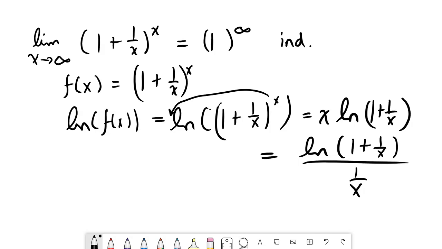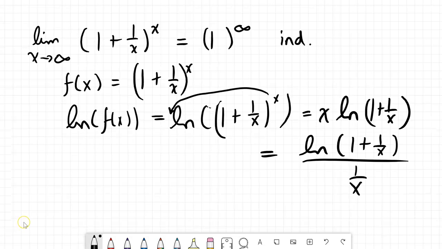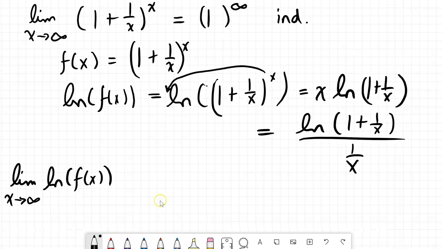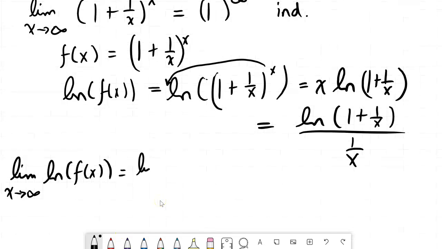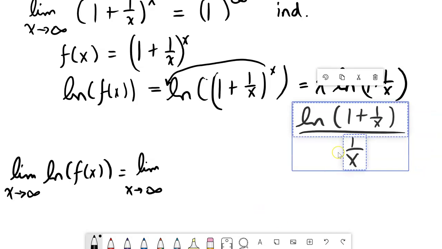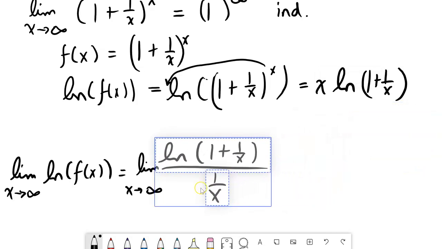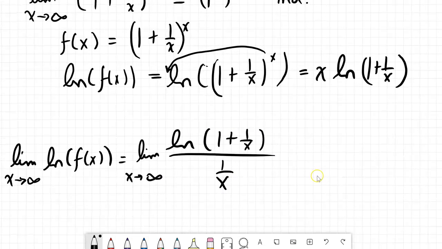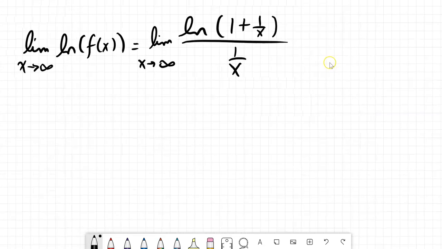So now let's actually take the limit of natural log of f of x. So right, the limit as x approaches infinity of the natural log of f of x, we have to be clear that we're doing the limit of the natural log, not the limit of the function, is equal to the limit as x approaches infinity of this function. So I'm just going to bring it over. No point in rewriting the whole thing when you can just move it over. So here we are. I'm going to scroll down here now. So like this, there we go.